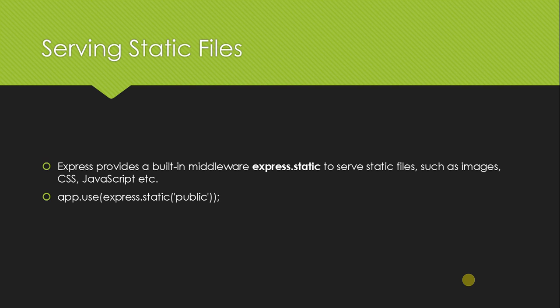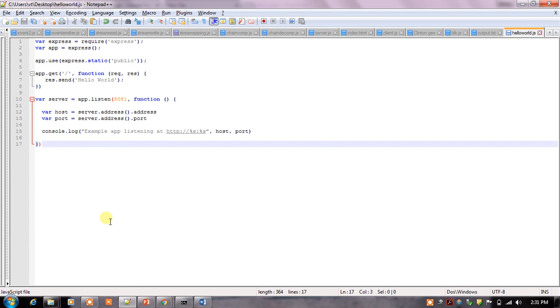For example, if you keep your images, CSS, and JavaScript files in a directory named public, then we can use the command app.use(express.static('public')), passing public as the parameter. This is the program to use this concept. Let us try to run the program and place a request for the image logo.